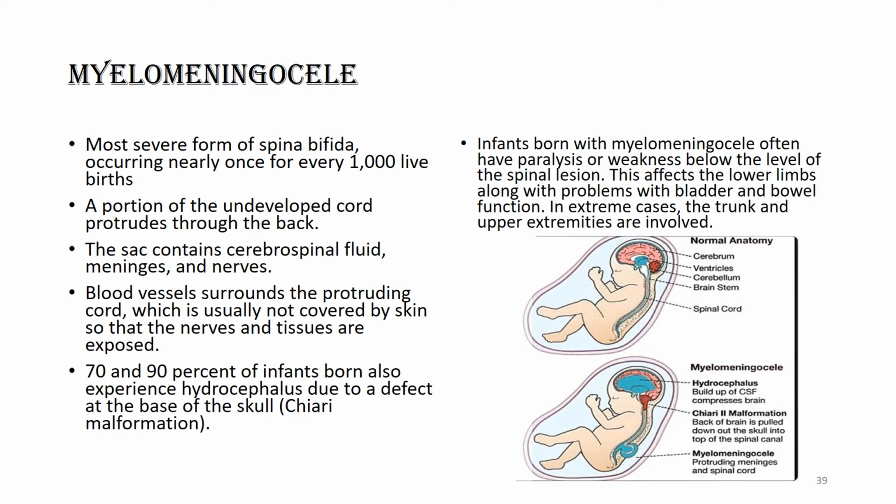However, the worst of the three is the myelomeningocele, and it's the most severe form, and it occurs in 1 out of every 1,000 live births. The portion of the undeveloped cord protrudes through the back. There's a large sac that contains cerebrospinal fluid, meninges, nerves, and the blood vessels surrounding the protruding cord, which is usually not covered by skin, so that the nerves and tissues are now exposed.